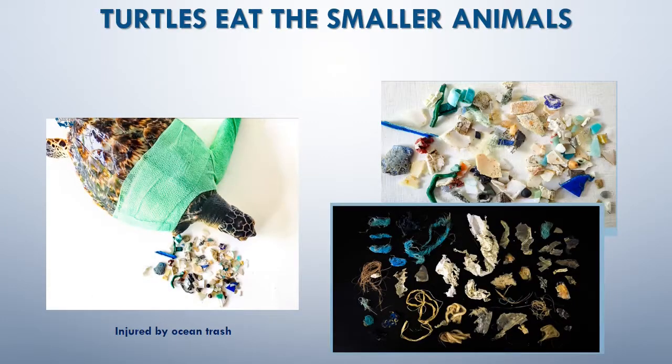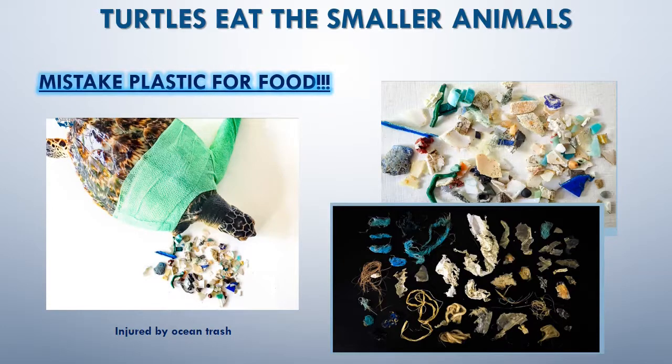And here we have sea turtles, and sea turtles eat smaller fish and jellies. So not only are they eating their food, which has ingested plastic, but the sea turtles are eating plastic, thinking that it's food. The picture on the right shows actual photos of plastic that has been taken out of sea turtles' bodies. And not only are they eating this plastic, they're also getting injured by the ocean trash. So again, they're eating plastic they think is food, and they're eating their food, which has also eaten plastic.